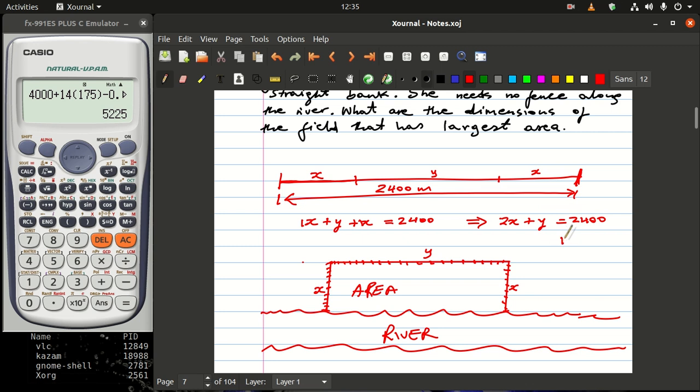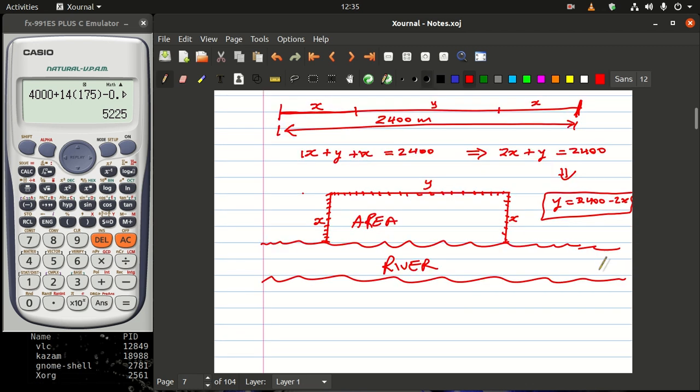is going to be equal to 2,400. Or I can clearly say that I want to make y the subject of the formula. So y is going to be 2,400 minus 2x. So as long as I can find my x, I know what y is, because I'm just going to plug in x and then subtract that from 2,400.